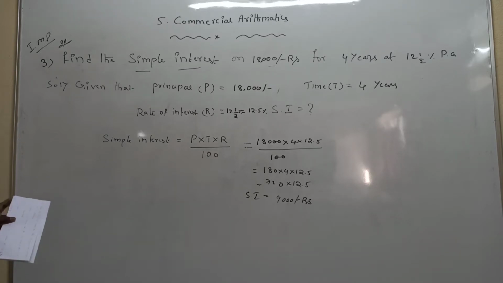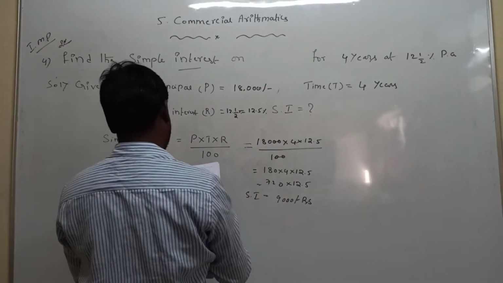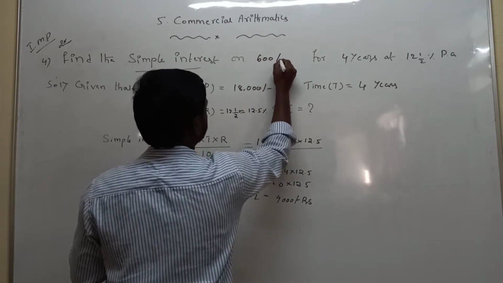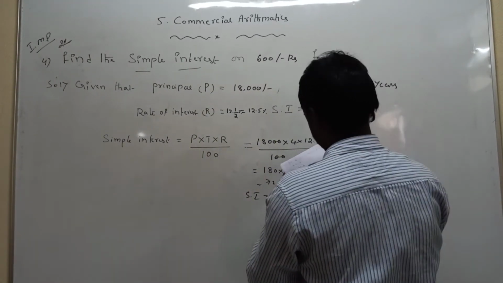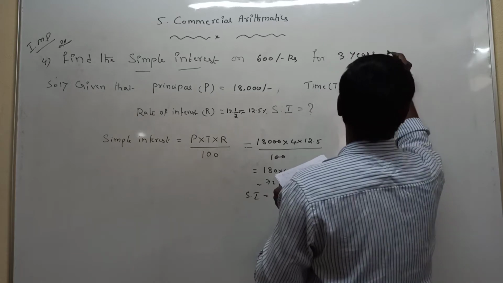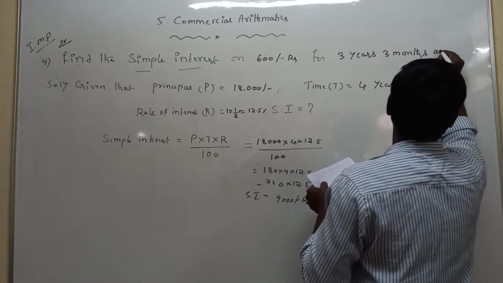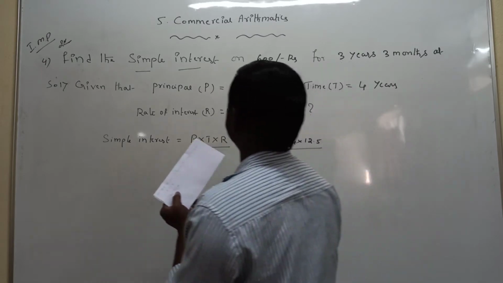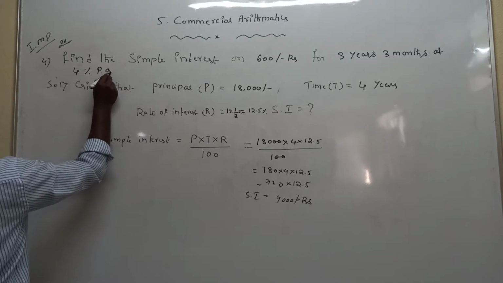Now we are going to the fourth problem. Find the simple interest on 600 rupees for 3 years, 3 months at 4% per annum.